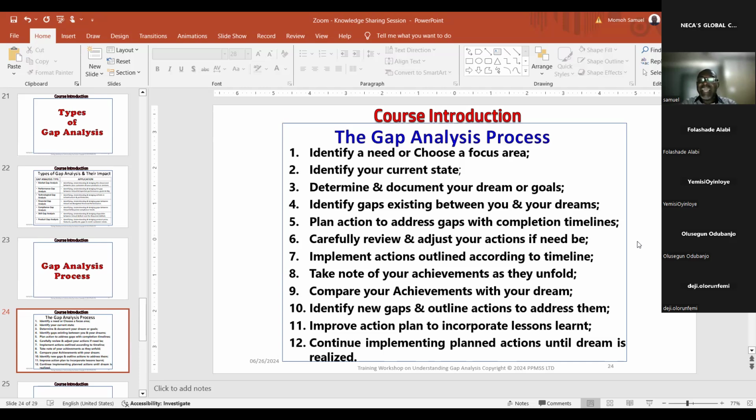Now, first, you need to identify a need or choose a focus. With regards to ISO certification, for example, as a client company, your need might be to achieve ISO 45001:2018 certification between now and December. We are in June now, so let's say between July and December, you want to become an ISO 45001 certified organization on or before the 31st of December.